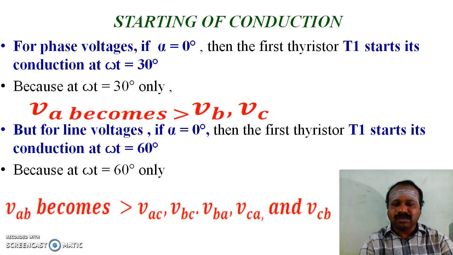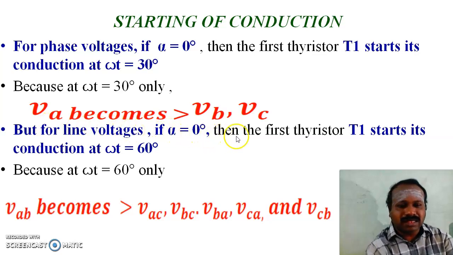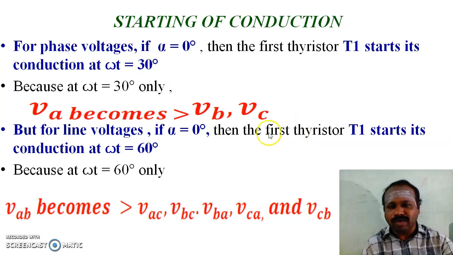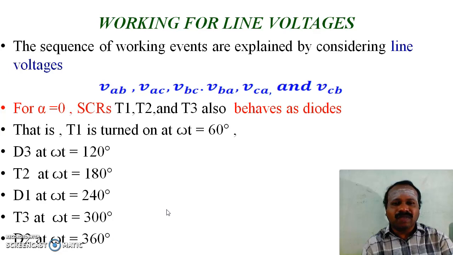Starting of conduction. Very similar to the full converter, for phase voltages, if alpha equal to 0, then the first thyristor T1 starts its conduction at omega t equal to 30 degree, because at omega t equal to 30 only, the first waveform VA becomes greater than the second and third waveforms. But for line voltages, if alpha equal to 0, then the first thyristor T1 starts its conduction at omega t equal to 60, because at omega t equal to 60 only, the first waveform VAB is greater than the other waveforms. Working for line voltages.